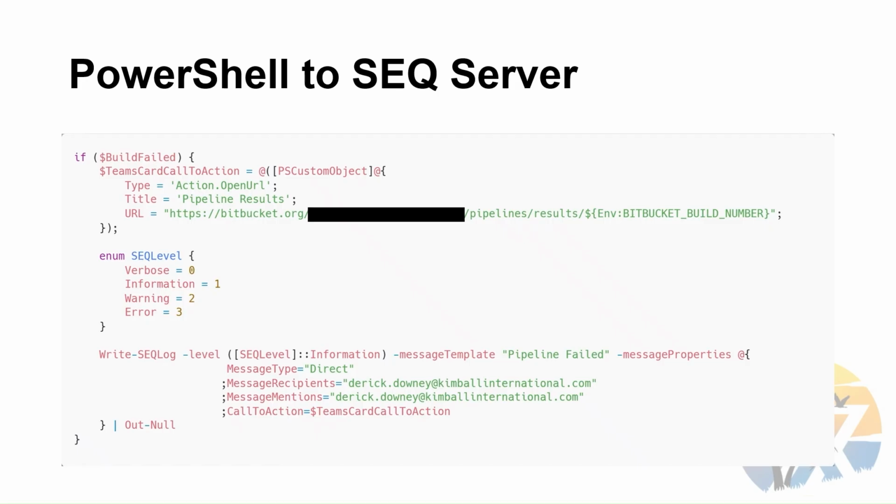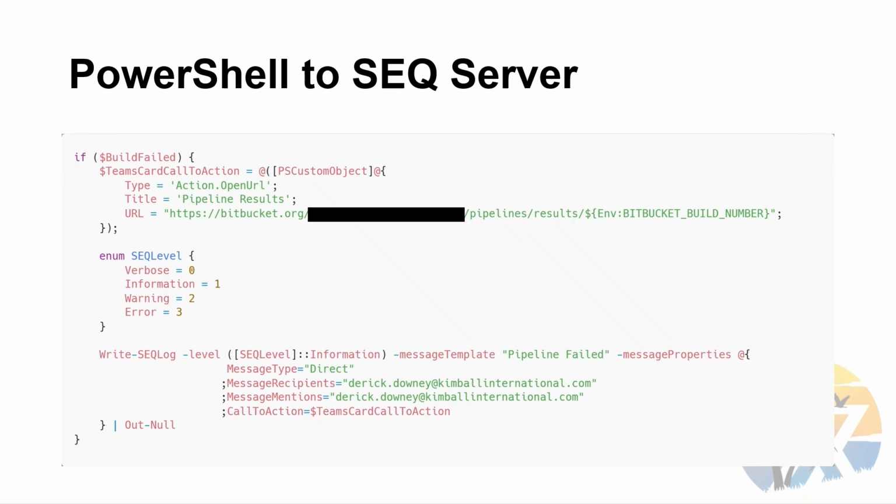So we create this PowerShell custom object, which is a button, and then we include that button in our message to the Seq centralized server, the SEQ log.